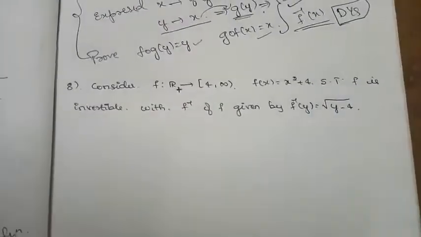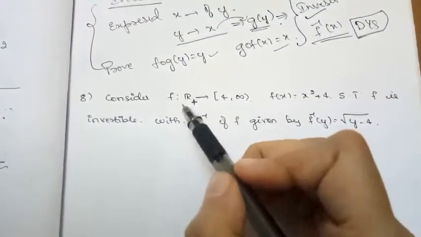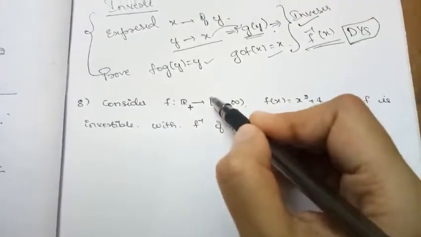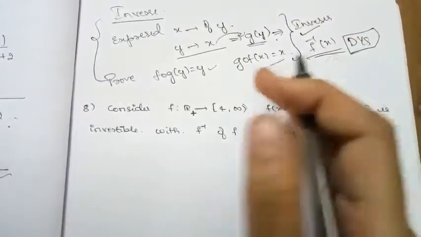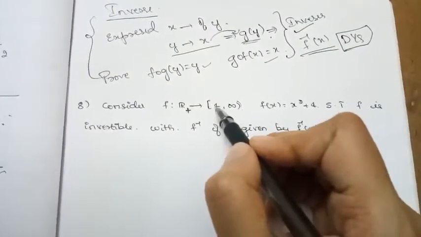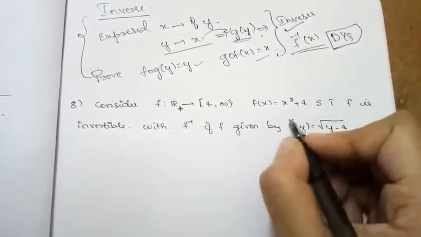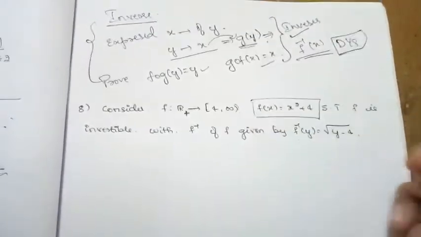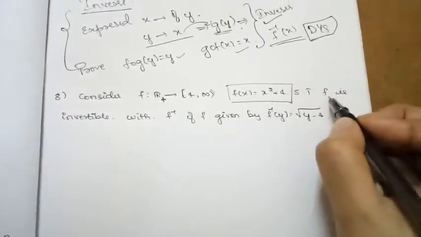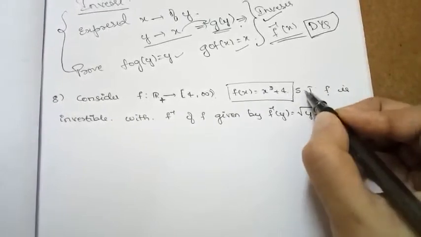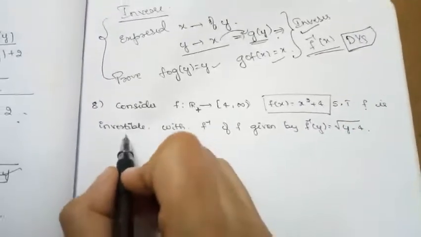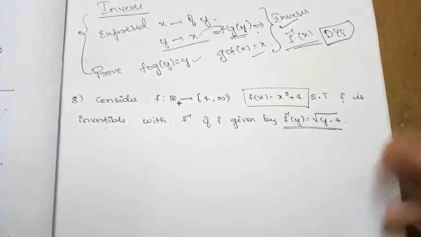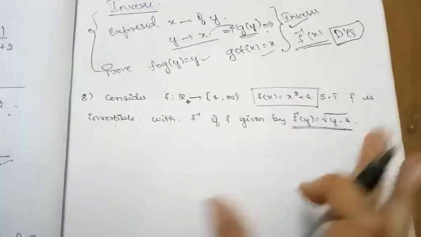Now let us move to the next question. Here the function f is defined from the set of positive real numbers to a codomain consisting of the interval from 4 to positive infinity, and the function is defined as f of x is equal to x square plus 4. We need to show that the function is invertible with f inverse of f given by, they have only given the f inverse, we need to show that itself.